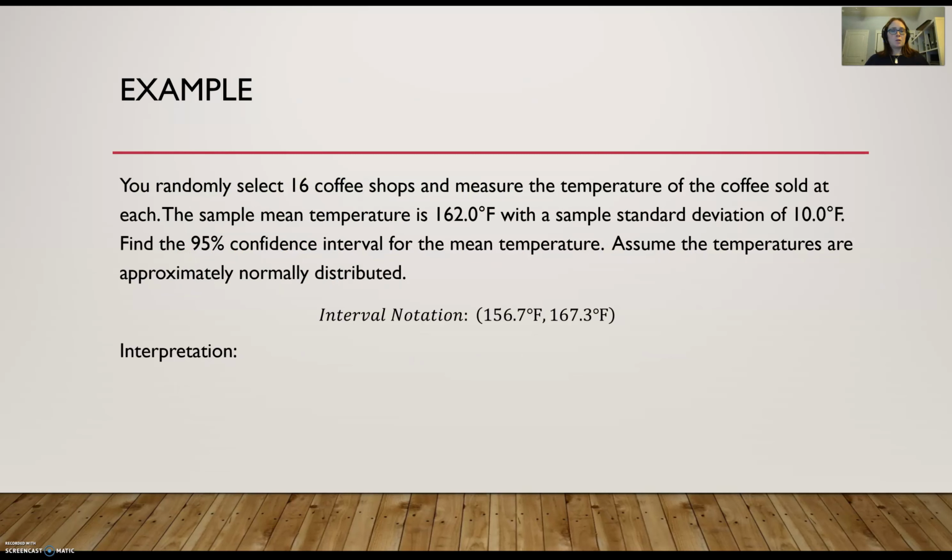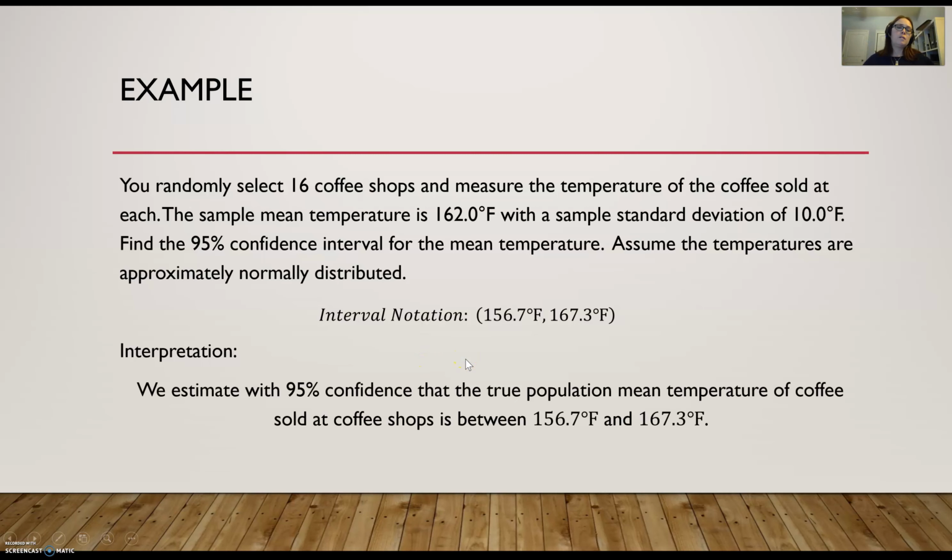So let's see what that looks like for our example. We've got our interval, and so we estimate with 95% confidence that the true population mean temperature of coffee sold at coffee shops is between 156.7 degrees Fahrenheit and 167.3 degrees Fahrenheit. So it puts all the relevant information all in one place, and we have our final answer. These two things are my complete final answer for this problem.